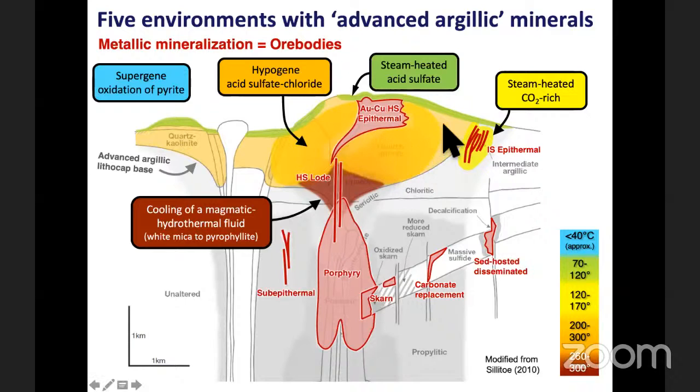Orange, quartz alunite, quartz kaolinite, farther away, lighter orange. Green, steam heated. Yellow, steam-heated CO2 rich, illite kaolinite, and finally, supergene can happen anywhere. Now imagine this environment here, this uppermost 200-300 meters, here especially. You can have 1, 2, 3, and 4, the supergene, types of kaolinite or alunite.